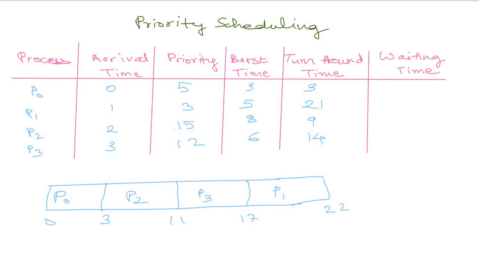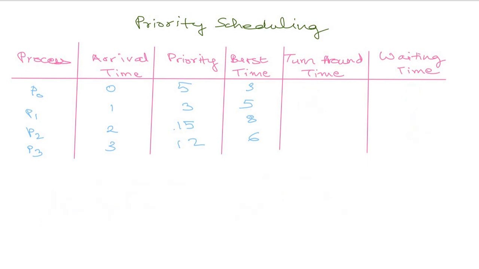Now let's calculate the waiting time, which is turnaround time minus the burst time. So we have 0, 16, 1 and 18. So this is priority scheduling in the non-preemptive way. Now we'll discuss the preemptive way for priority scheduling.